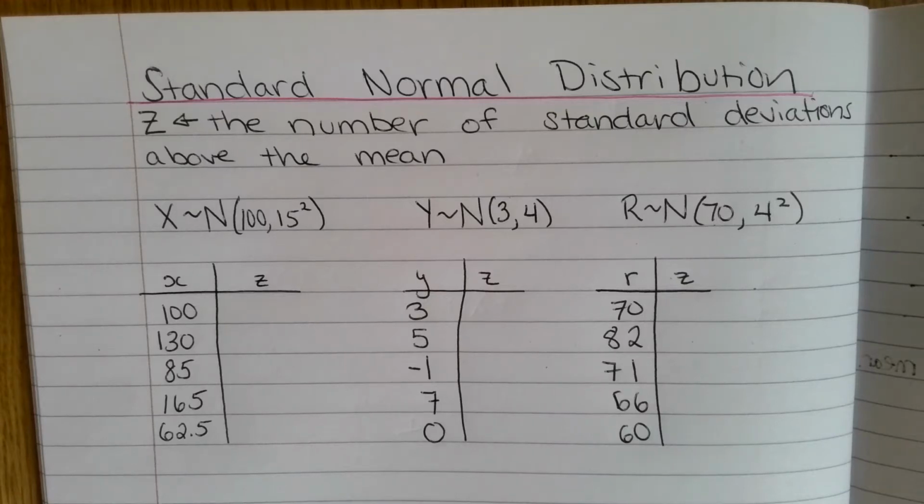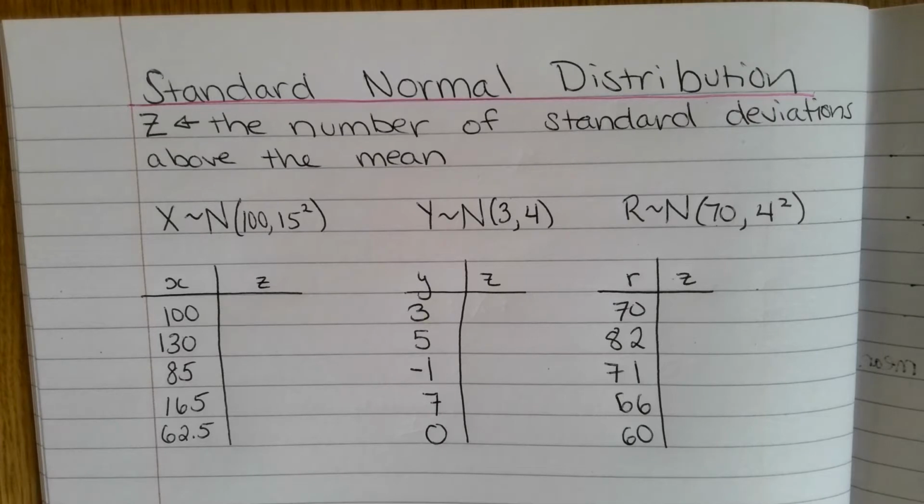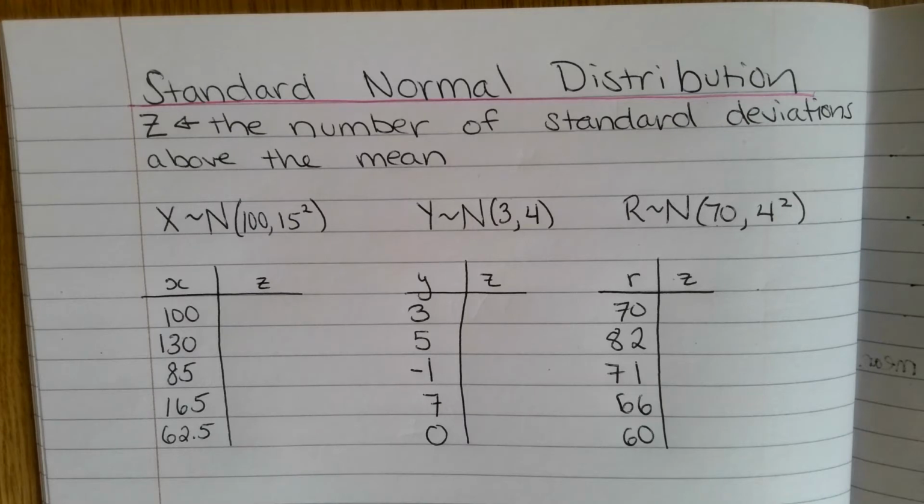Okay, so today we're going to start talking about the standard normal distribution. Most of you were in the lessons for these, so this part should be a recap. We're going to start by identifying Z. Z is the number of standard deviations above the mean. So hopefully you remember the parameters and how they fit in our normal distribution. Go ahead and pause it and see if you can answer the Z values for these.